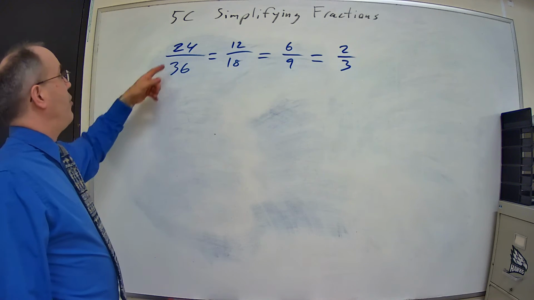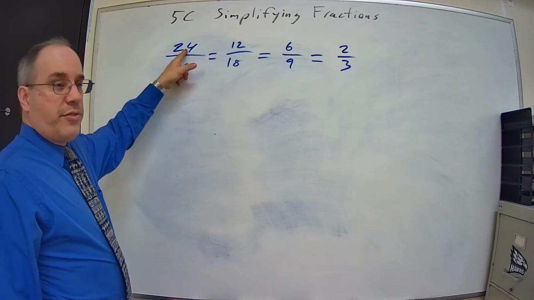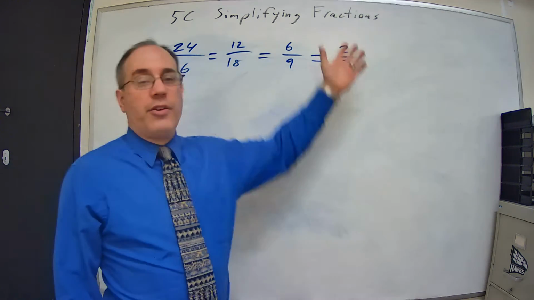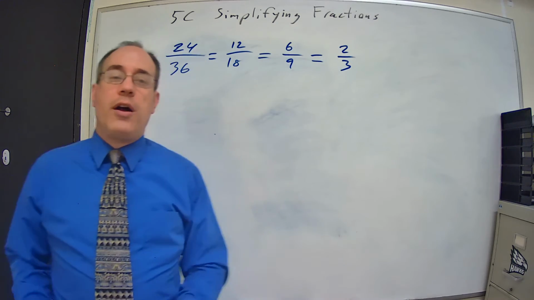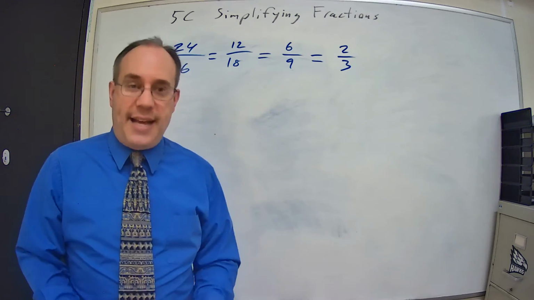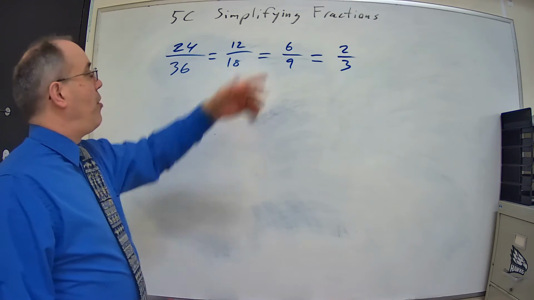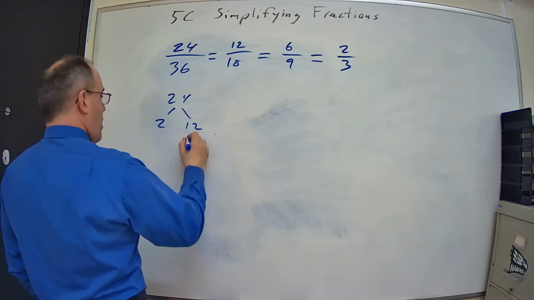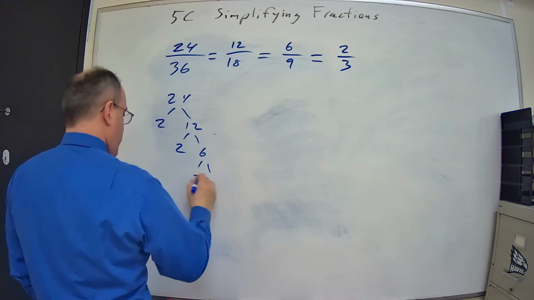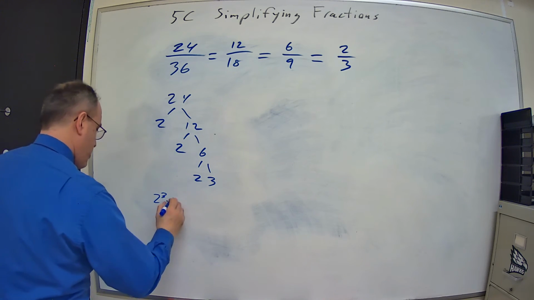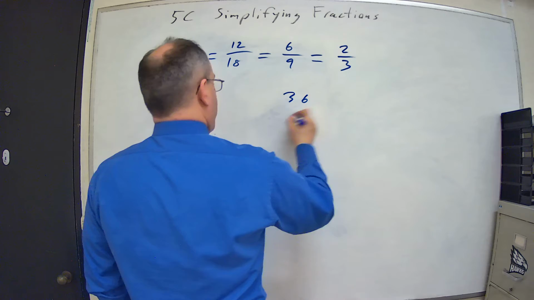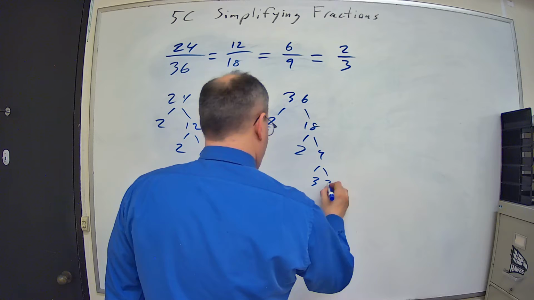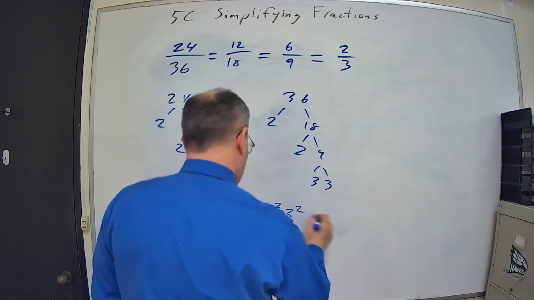Some of us may have noticed, wait, 24 is 2 dozen, 36 is 3 dozen, it's divisible by 12, giving us 2/3. There's nothing wrong if you did not recognize that. Or, I can say 24 is 2 times 12, 2 times 6, 2 times 3, or 2 cubed times 3. 36 is 2 times 18, 2 times 9, 3 times 3, so 2 squared times 3 squared.